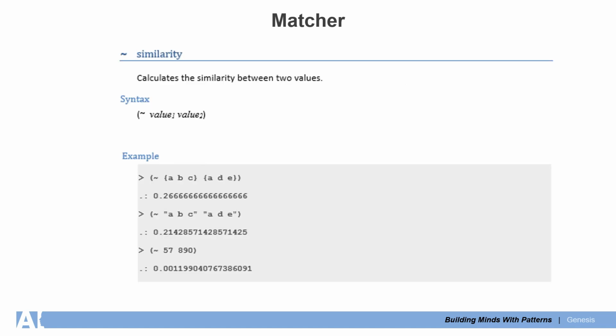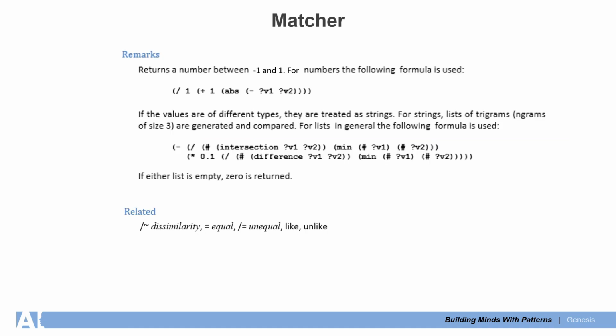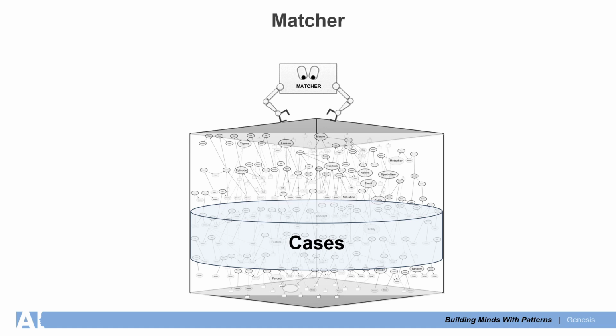The similarity function takes two values. For example, if two lists ABC and ADE are compared, the similarity is 26%. Two strings containing the same characters would be a 21% match, and the numbers 57 and 890 would be a 0.11% match. The similarity function takes two values and returns a degree of similarity between -1 and +1. If you want further details, you can pause this screen, but we will be moving on. In summary, the matcher finds cases similar to a list of traits.